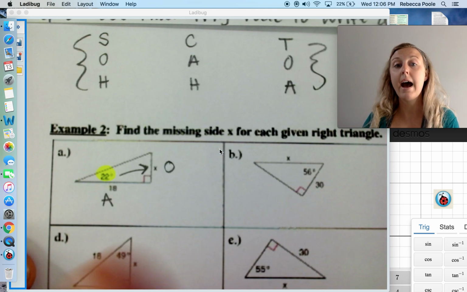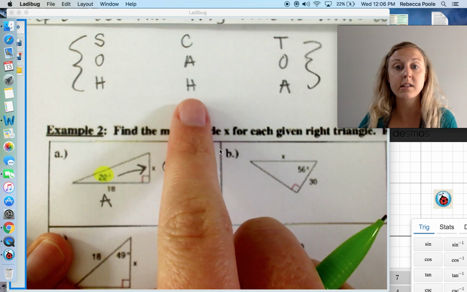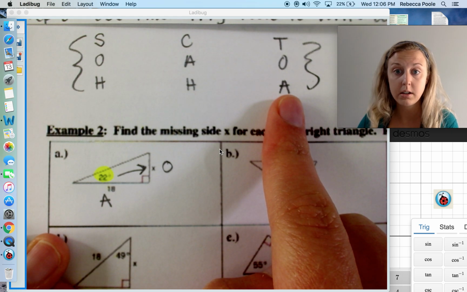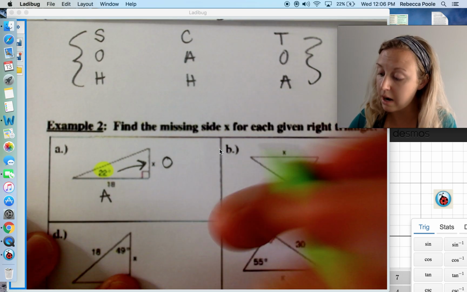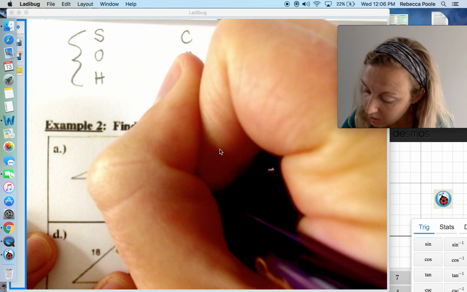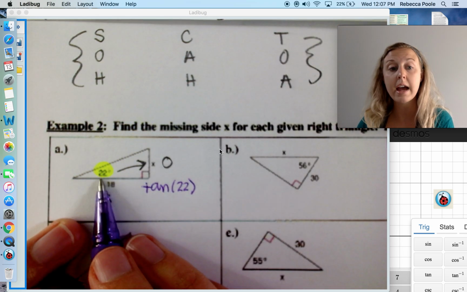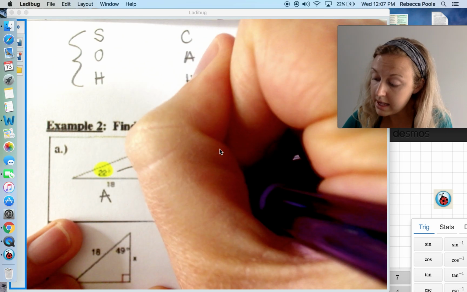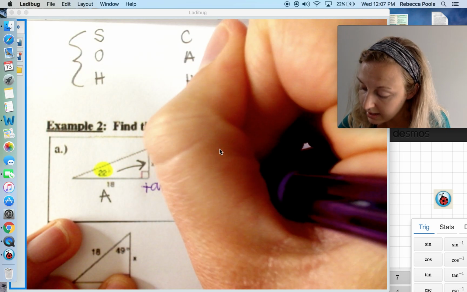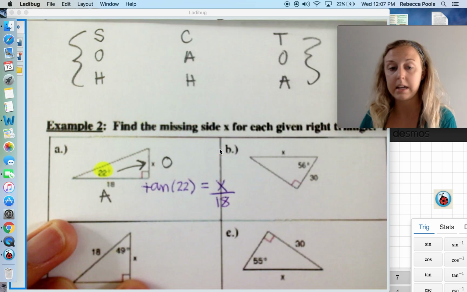Okay, if we have the opposite side and the adjacent side, go find which one has O and A. We need to use tangent, all right? So if you remember from yesterday, this is how we set it up. The tangent of the angle, which was 22, that's what's different today. The tangent of the angle, because that's my starting point, equals the opposite side, because O comes first, so X, over the adjacent side, which is 18.